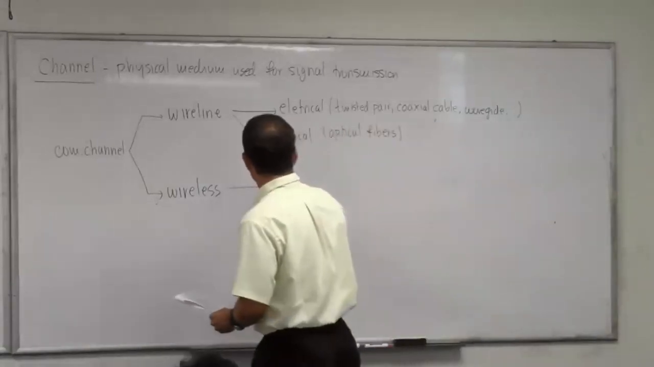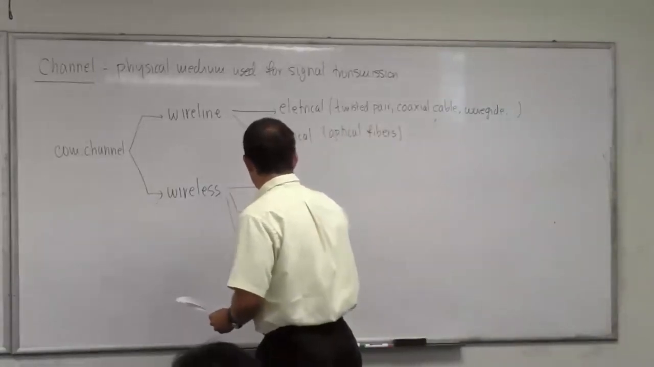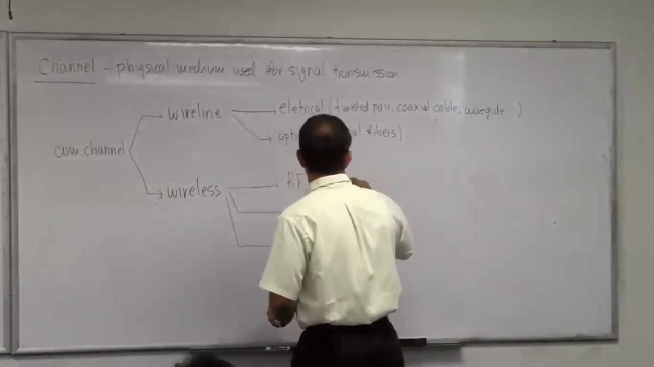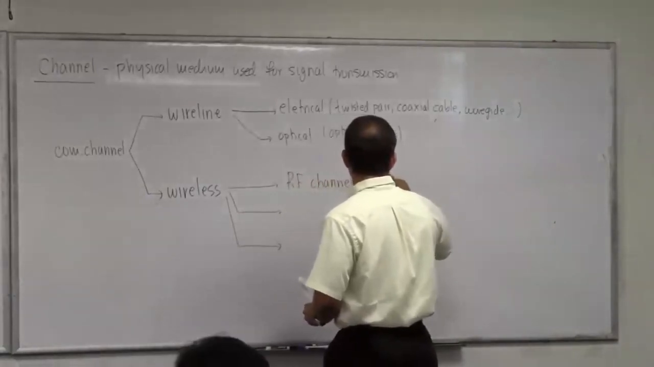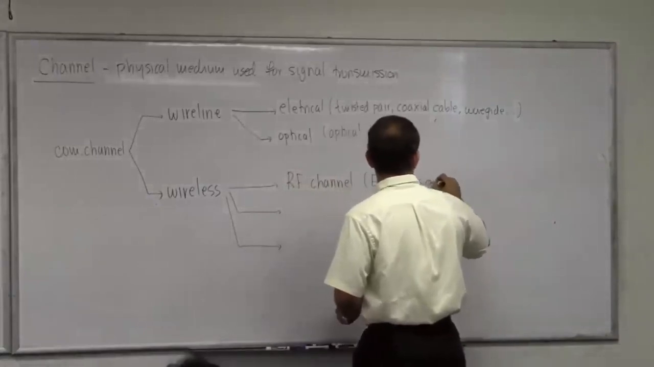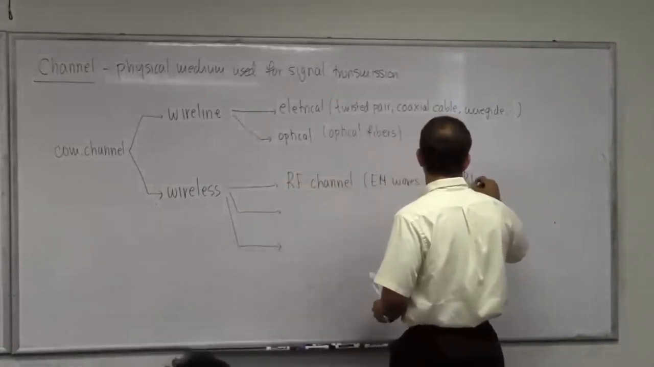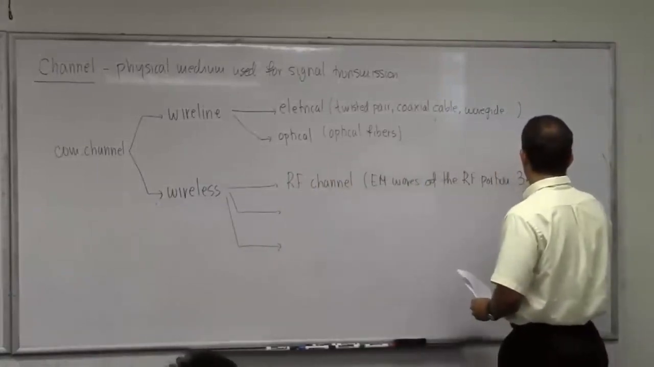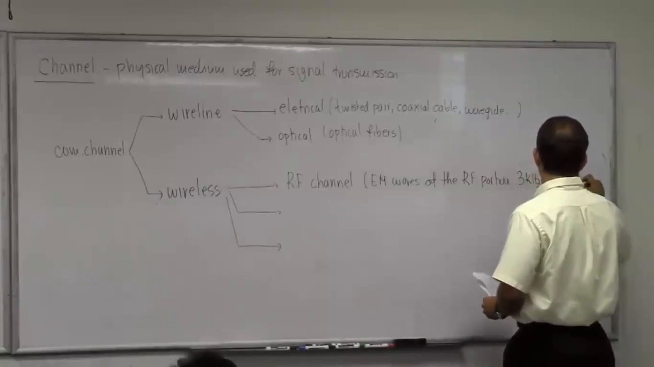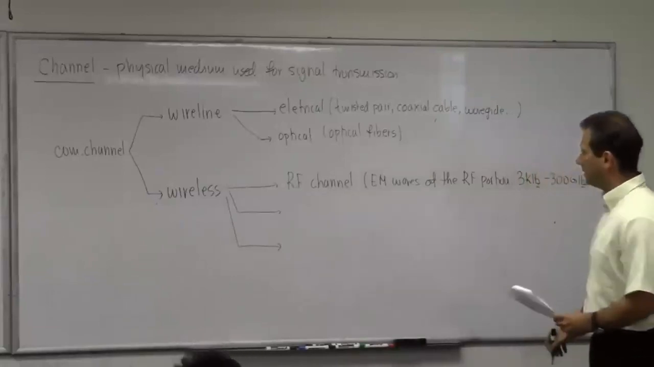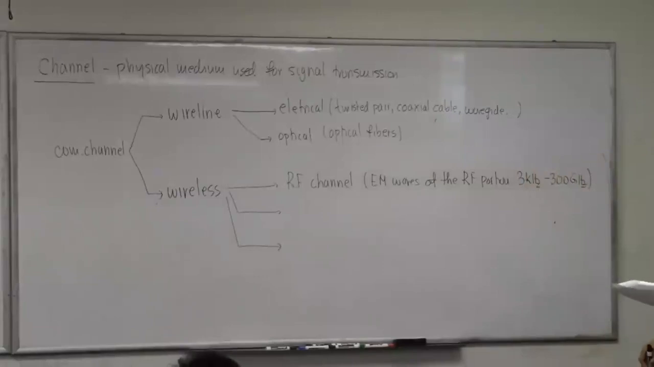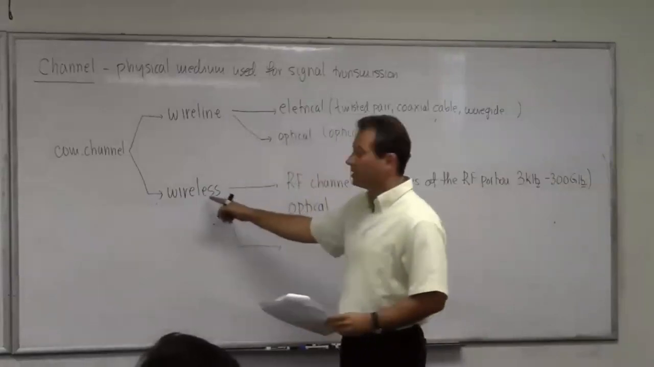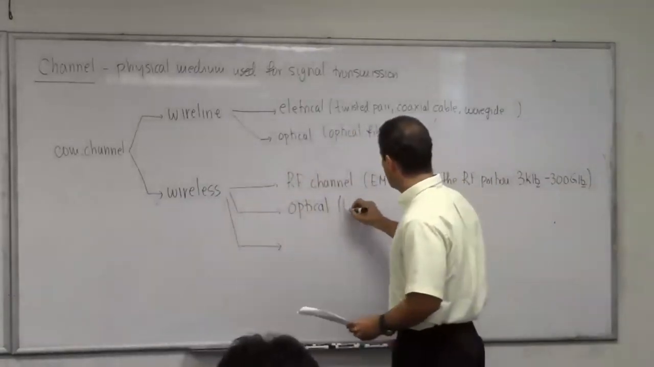Now, wireless, we have three types. We have RF channel. These are your EM waves of the RF portion of spectrum, which is, let's say, 3 kilohertz to 300 gigahertz. That's where the RF spectrum will reside. Then you have optical wireless channel. These are your communications in infrared.